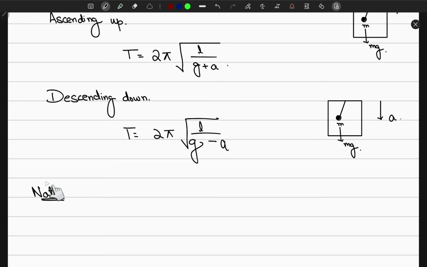Now, one may note over here that this time period does not depend on mass m. So we can say the time period is independent of mass m and the amplitude of the oscillations, right?